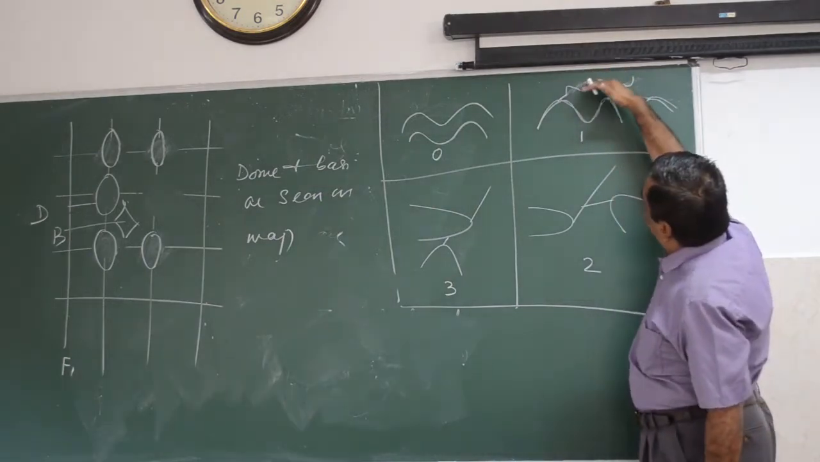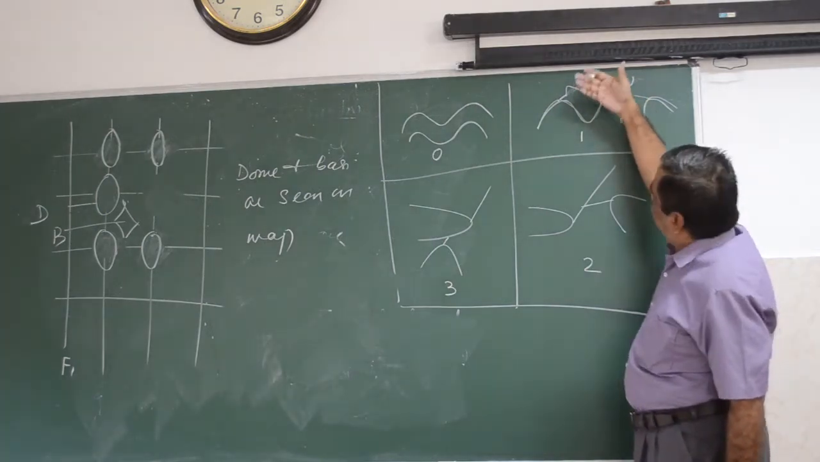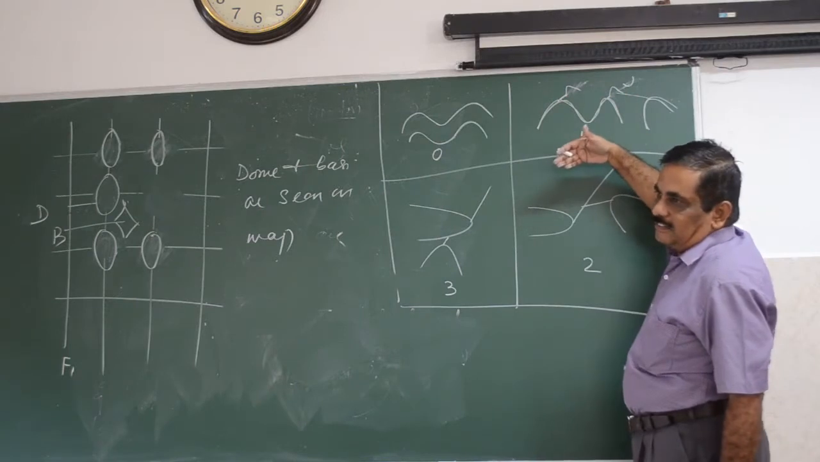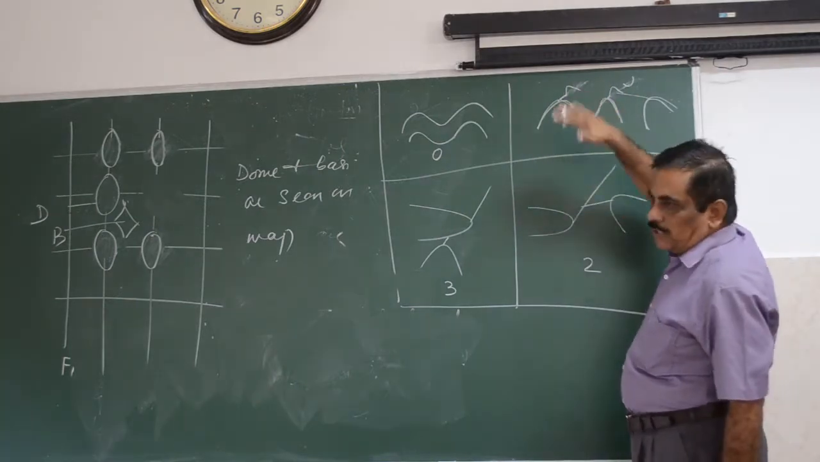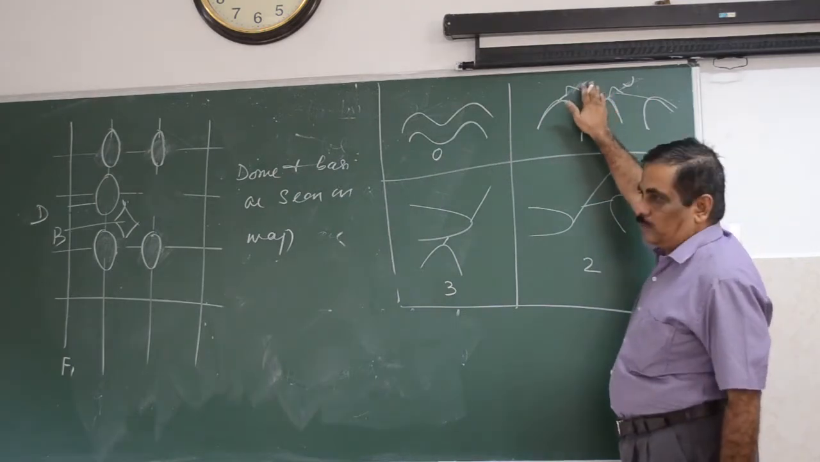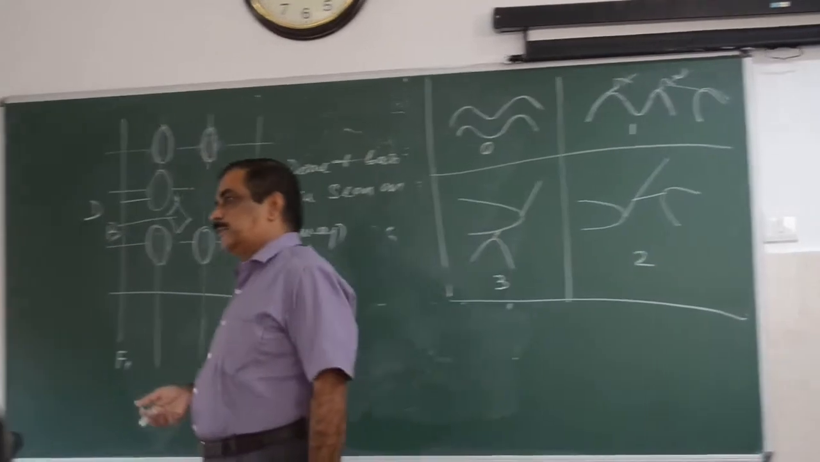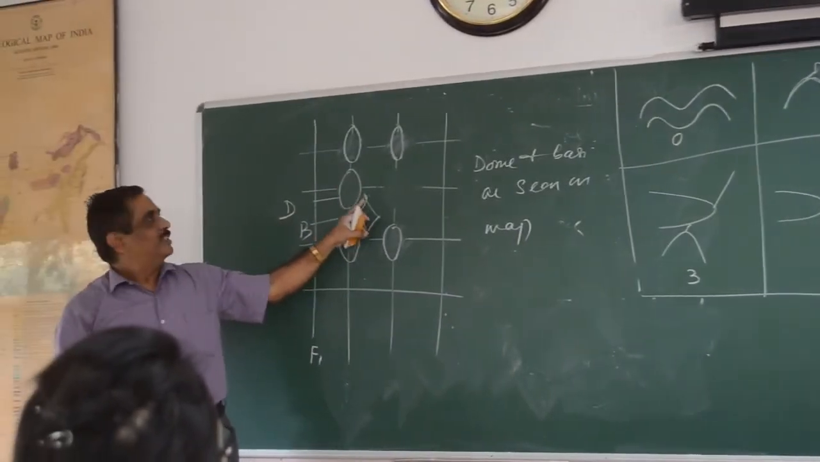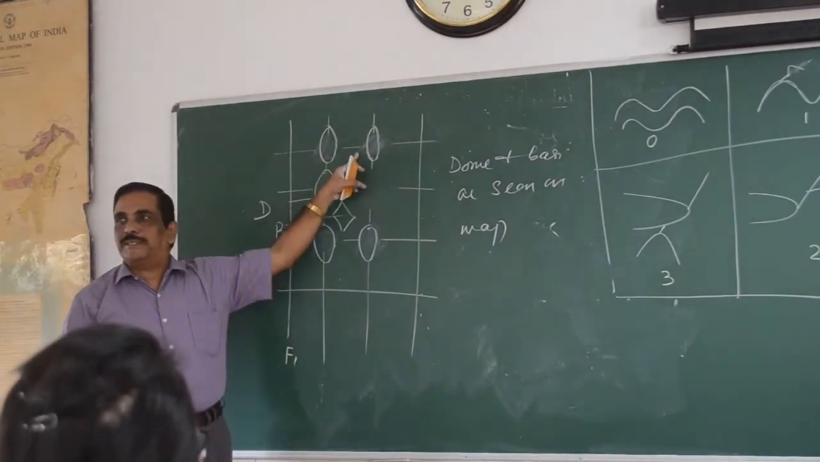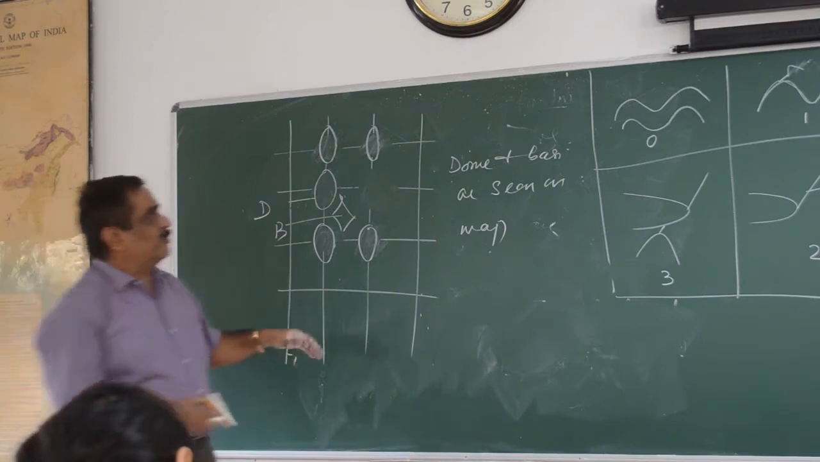When you see on a vertical face, it is called a section. When you see on a horizontal face, it is called a map view. Suppose somebody asks, what is the map view of type 1 interference pattern? You should draw this type of sketch showing 4 domes and a basin, or 4 basins and a dome. On the section you will not see anything.